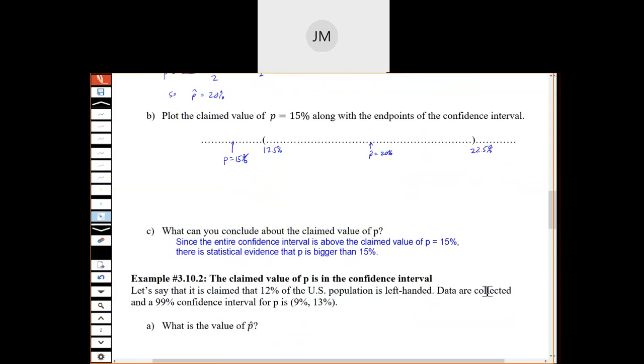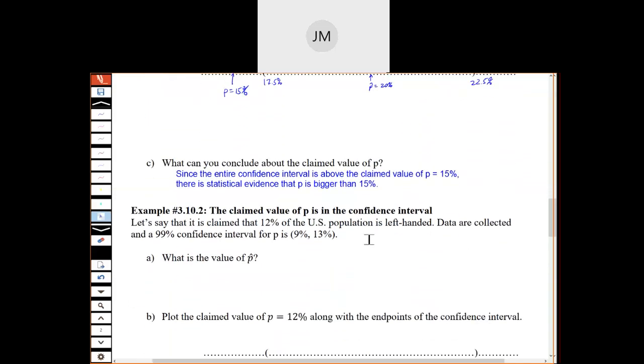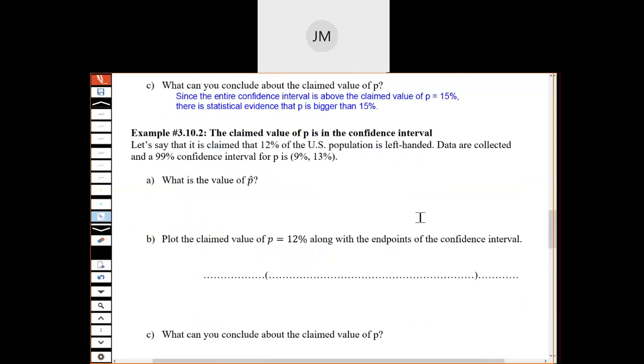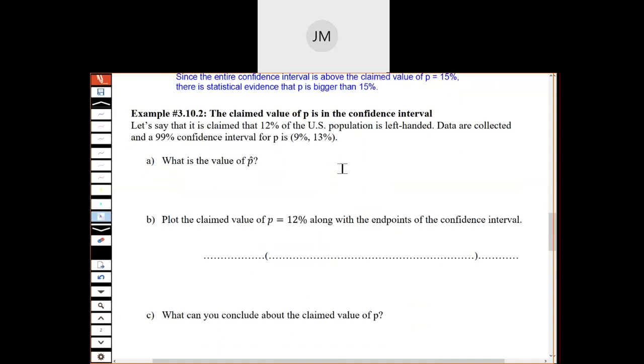All right, now let's look at another example. This time the p is going to be inside the confidence interval, so a little spoiler here. Let's say that it's claimed that 12% of the US population is left-handed. We collect some data and compute a confidence interval. Again, we're going to skip over making a confidence interval for a minute and just look at what we do with it. So once again, we can start off by saying, if I'm given a confidence interval, what's the value of p hat?